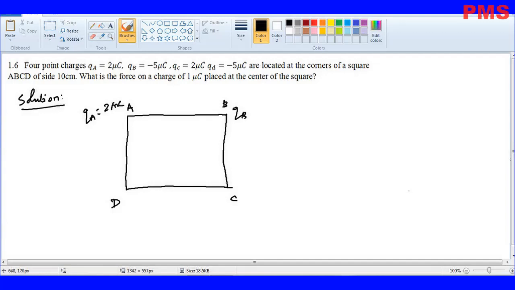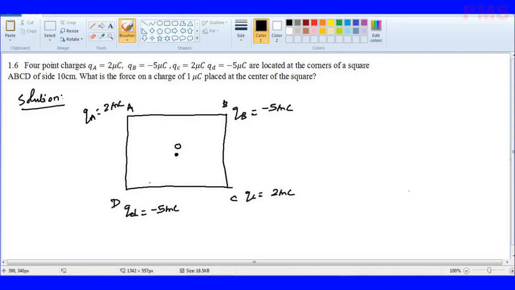QA equal to 2 microcoulomb, QB equal to minus 5 microcoulomb. Same for C and D: QC equal to 2 microcoulomb, QD equal to minus 5 microcoulomb. They are located at the corners of square ABCD of side 10 cm. You can see that A to B, B to C, C to D, or A to D, the distance is 10 cm.